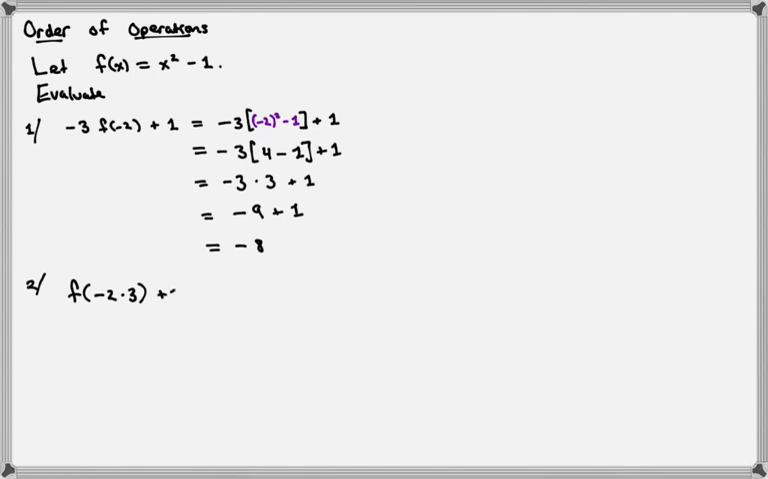Let's look at the second example. I'm going to evaluate f at minus 2 times 3, and then I'm going to add 1 to the result. So I have to evaluate within the parentheses first, and then add 1. I need to evaluate the function next. I need to evaluate it at minus 6. I'm going to take minus 6, square it, subtract 1, and then add 1 to the result. That will give me 36 minus 1 plus 1. They will cancel out, and I'll get 36.